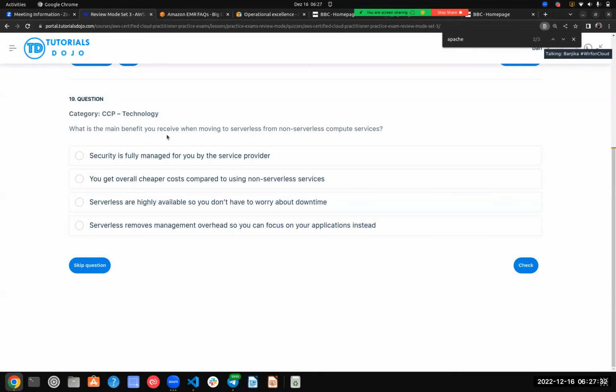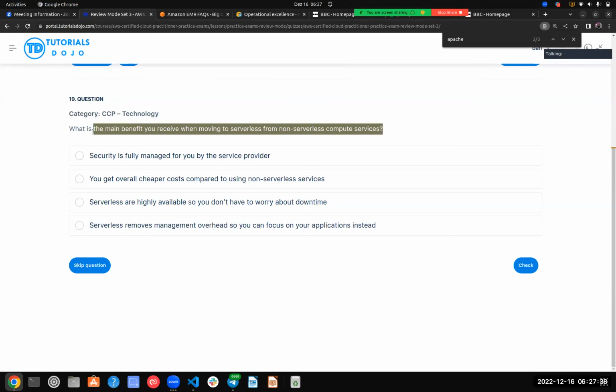Okay, again, the question is open. What is the main benefit you receive when moving to serverless from a non-serverless compute service? So what do you always benefit? That question goes to ask you, what does serverless actually mean? When we talk of serverless, what are we talking of?